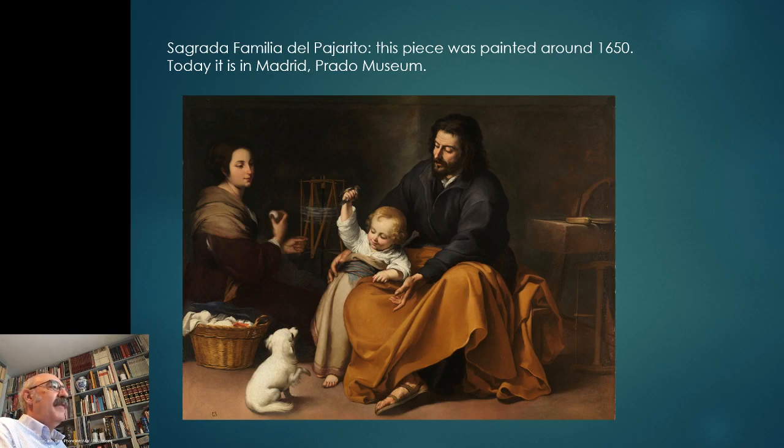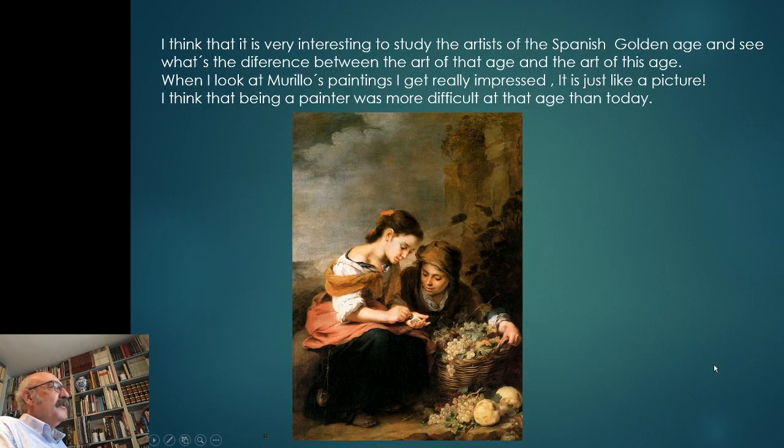This is another very famous painting by Murillo. It is called La Sagrada Familia del Pajarito. Look, this is the boy, and he has a little bird in his hand. This is the Virgin Mary, and this is Saint Joseph. But if you look closely, you don't need to see the sacred family. You can see any family, a normal family. This is the father, this is the mother, the child, and the dog. Normal family. Look, there are young girls eating grapes. Can you see them here? This is an ordinary scene in Andalusia.